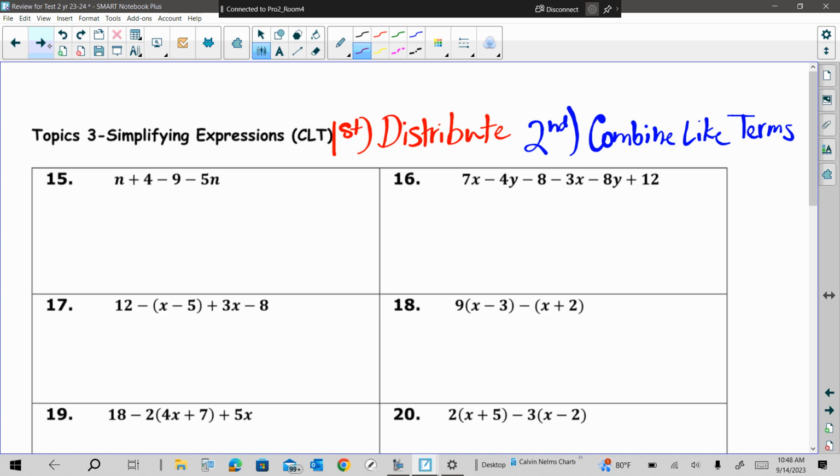All right, so next page, topic 3. Simplify expressions. I have in parentheses combine like terms. These are the 2 steps you're going to need to do for topic 3. Always first distribute. How would you know to distribute? What do you have to see? Anytime I see parentheses, you're going to use the distributive property.